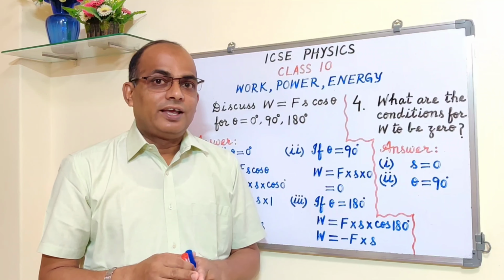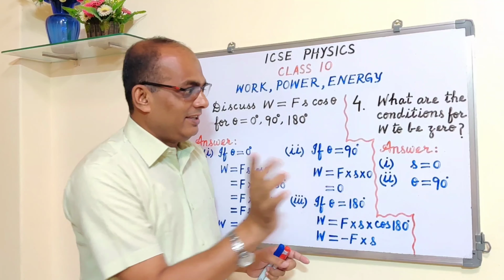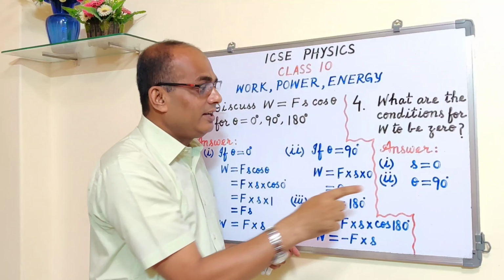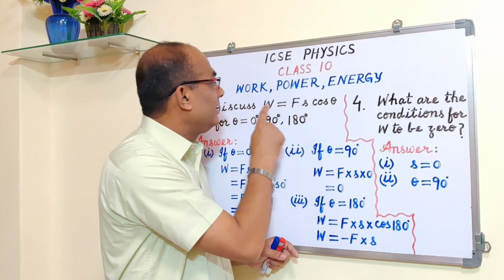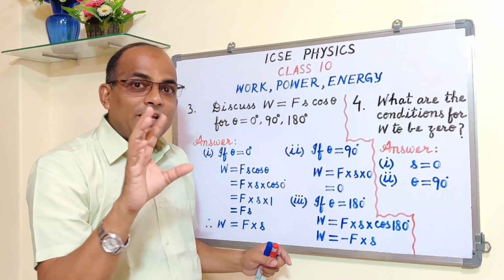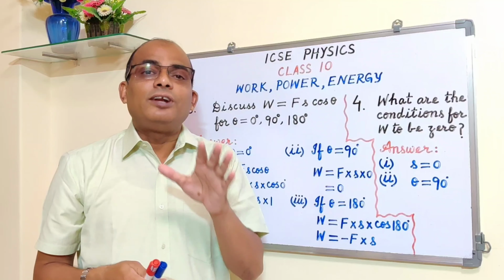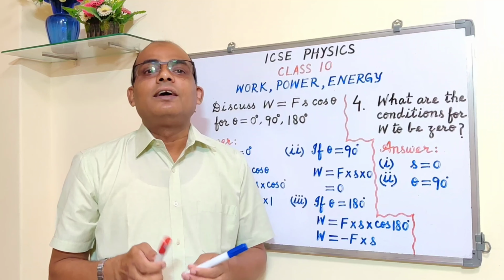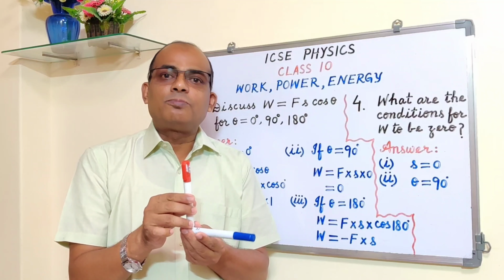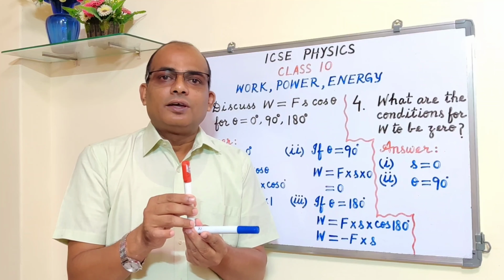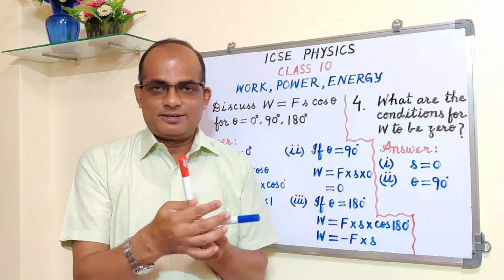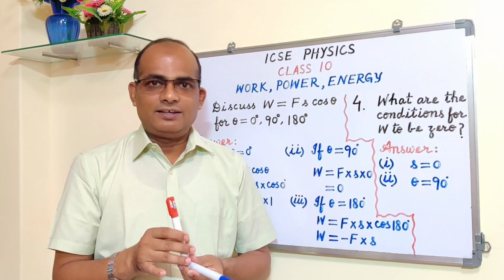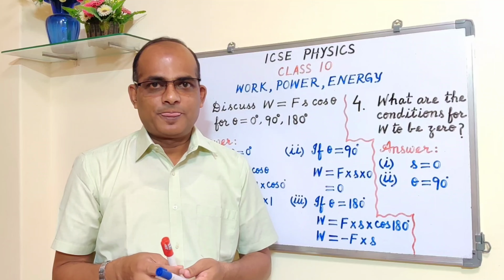Now I want to ask a question. See, when S is zero, W is zero. First condition. Second condition, when theta is equal to 90 degrees, again W is equal to zero. Now my question to you is, if W is equal to zero, then can we say that the force is perpendicular to the direction of the displacement? Can we say that? Think about it. And we will discuss that in my next video.